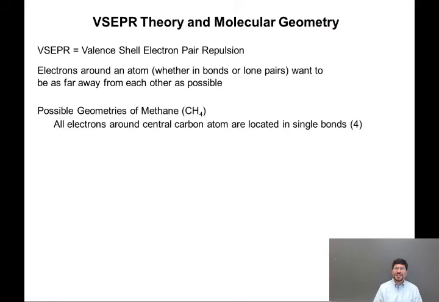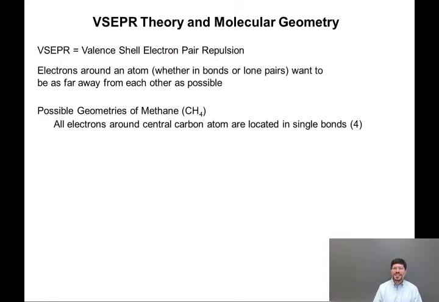Well, let's consider the simplest organic molecule, and that's methane, with molecular formula CH4. All of the electrons around the central carbon atom in this case are located in bonds, and furthermore, they're all located in single bonds, and there are 4 carbon-hydrogen single bonds. So what are some possible geometries for methane?